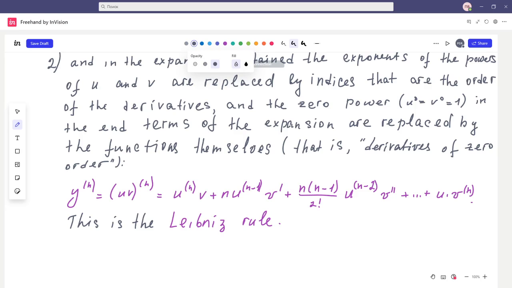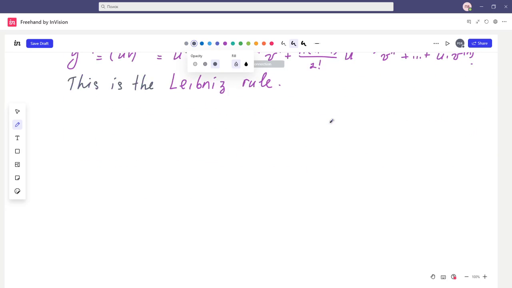A rigorous proof of this formula may be performed by the method of complete mathematical induction. In other words, we prove that if this formula holds for the nth order, it will hold for the order n plus first. Consider example 3.